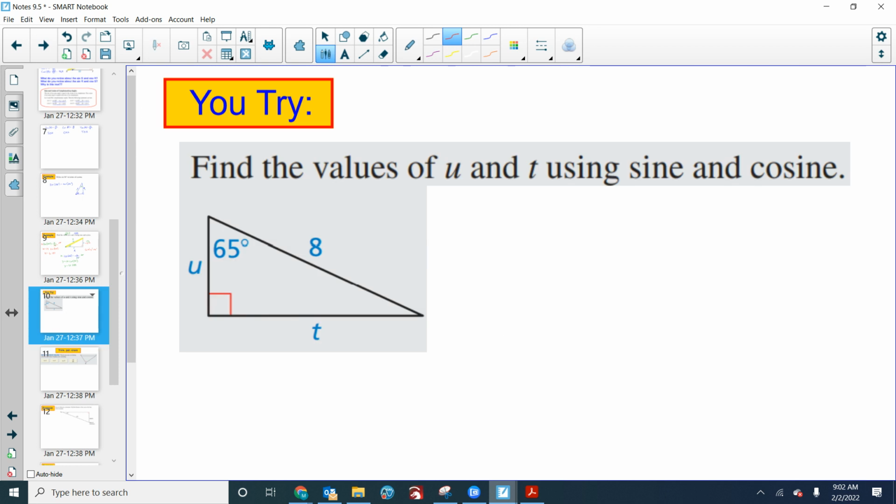All right, you guys try. Yes, McKenna. So can you use that to check your work? Absolutely. That's a great idea. Check your work with the Pythagorean theorem. Okay.